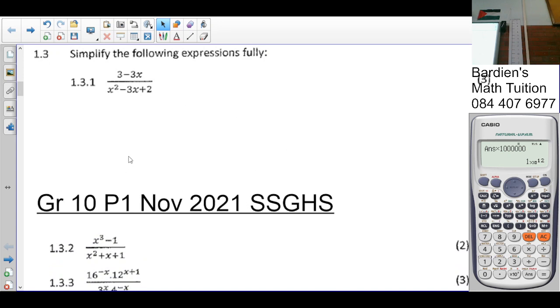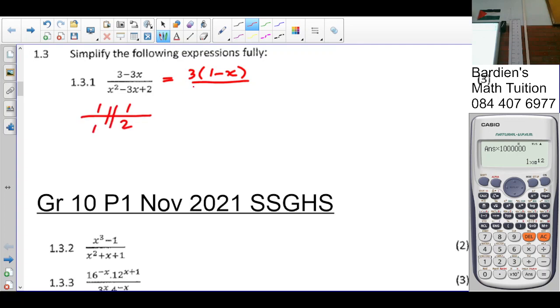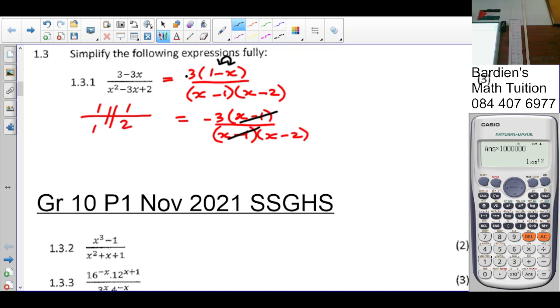1.3, we are told, simplify the following expression fully. So you're going to factorize the numerator, 3 is a common factor, so it's 1 minus x. Over, it's a trinomial. Product of 1 and 1, 1 and 2. Our signs, both are going to be the same, which is minus in this case. Okay. Is 1 minus x the same as x minus 1? No. So I swap this around, a negative comes out. There's no sign here, it's going to make that positive and negative. So it's negative 3 into x minus 1 over x minus 1 times x minus 2. x minus 1 is a common factor, so I'm left with negative 3 over x minus 2.